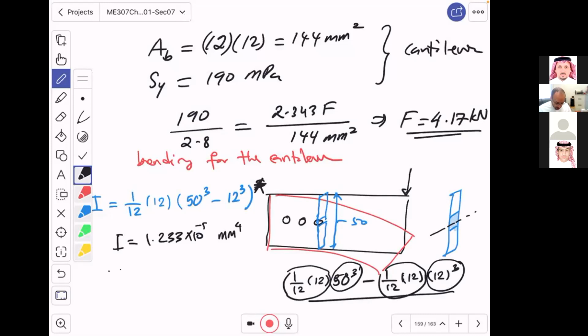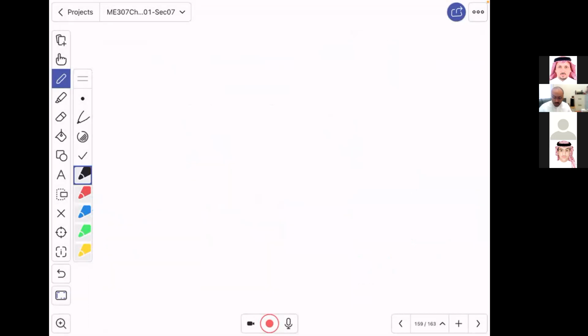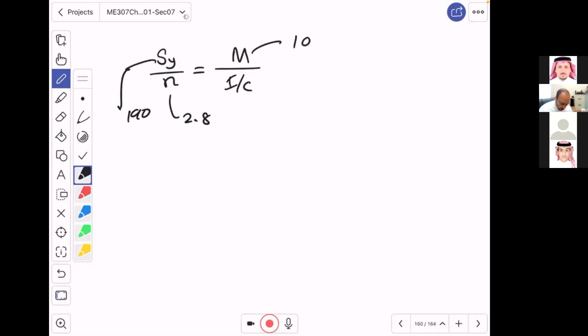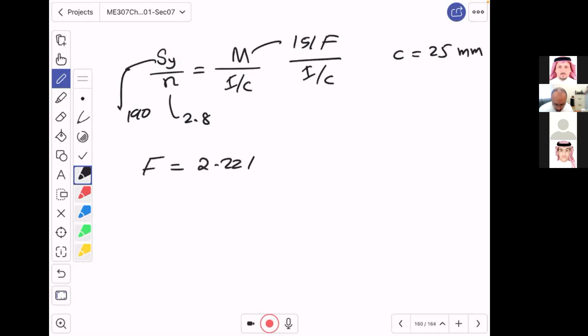what happened? Did I get disconnected, ya shabab? No, I'm good. So the moment in here, M is equal to 125 plus 26 times F, which is going to be equal to how much? 151 multiplied by F. So if you know the moment, then basically you would say that Sy divided by N is equal to M divided by I over C. Sy is 190. This one is 2.8. This one is 151F. And then what do we have? We have the I divided by C. C, ya shabab, is 25. C is equal to 25 millimeter, half of the height. If you do that, you will find F equals 2.22 kilonewton.